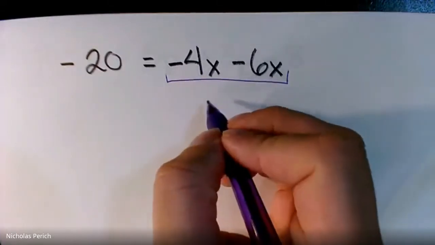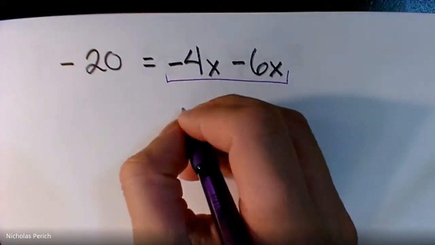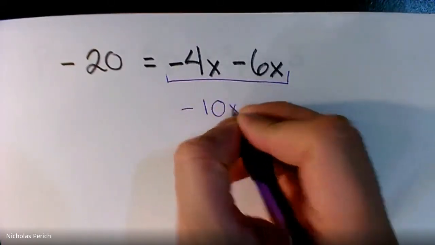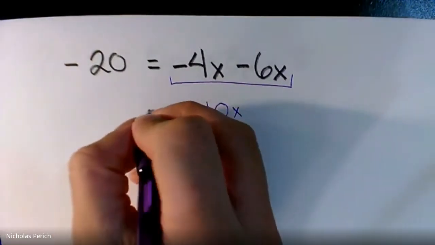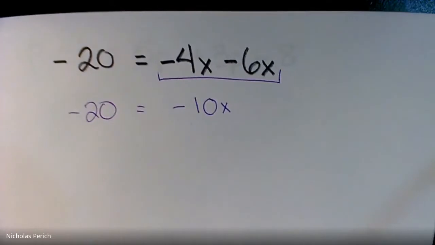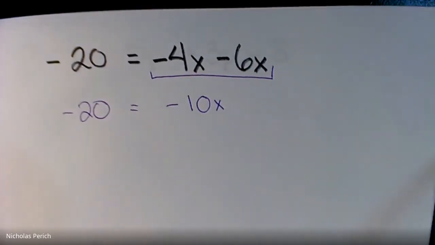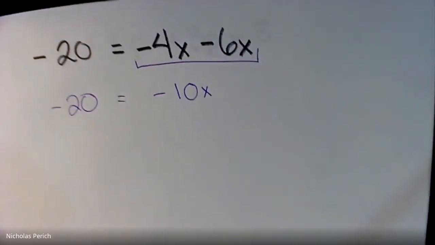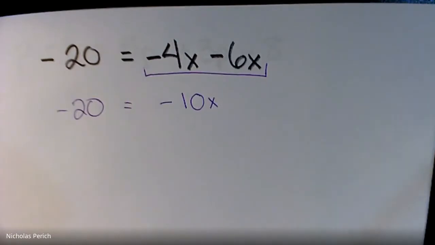I have negative 4x's and negative 6x's. That combines to make negative 10x's. And on the left side, I have negative 20. Okay, so in this case, I had to combine like terms. And then after combining like terms, I end up with that.